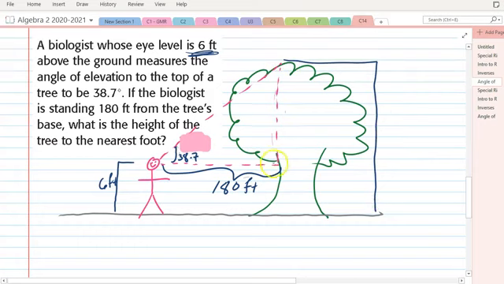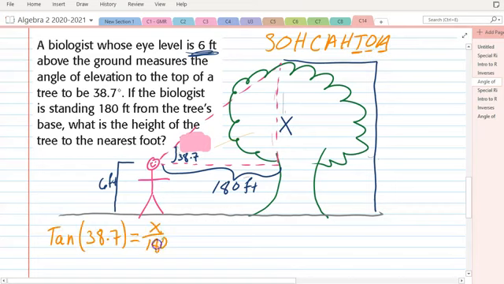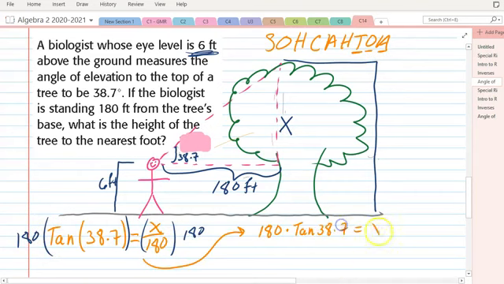What we're going to have to do is figure out how tall it is from the eyes to the top, that's our x, and then add the extra 6 feet. Again, we're going to use SOHCAHTOA. Here I have the adjacent, which is 180, and I need to find the opposite, which is x. So that means we're going to use tangent, opposite over adjacent. Then solve for x, and plug it into your calculator.